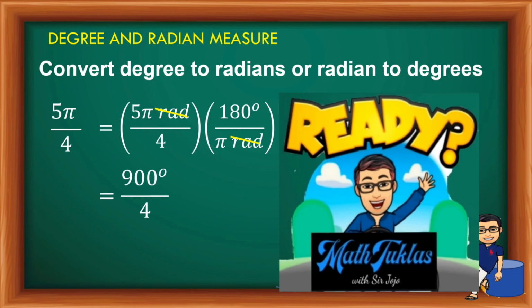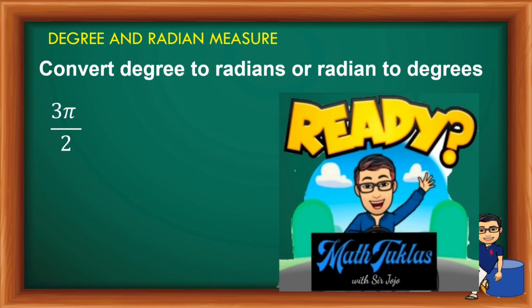And that 900 degrees can be divided by 4. When we divide, the answer is 225 degrees. And 225 degrees is the degree measure of the radian 5 pi over 4. Okay? So let's work on the next example.